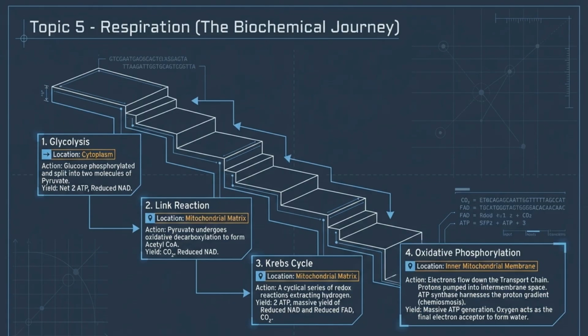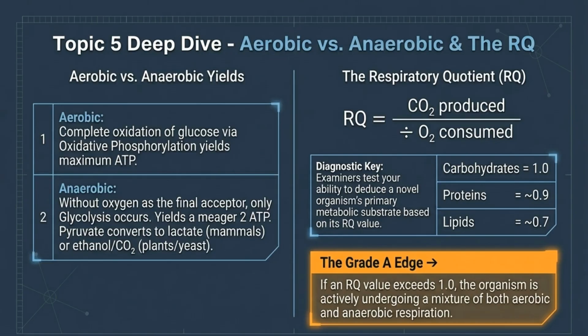Topic 5. Respiration. It's a 4-step staircase. Glycolysis in the cytoplasm, the link reaction and Krebs cycle in the mitochondrial matrix, and finally, oxidative phosphorylation on the inner membrane. This final stage is the big winner for energy. It harnesses a proton gradient to generate a massive yield of ATP. Oxygen is just the, quote, final electron acceptor that keeps the whole chain moving. If oxygen disappears, the whole system stalls. You're left with just glycolysis and a measly 2 ATP.